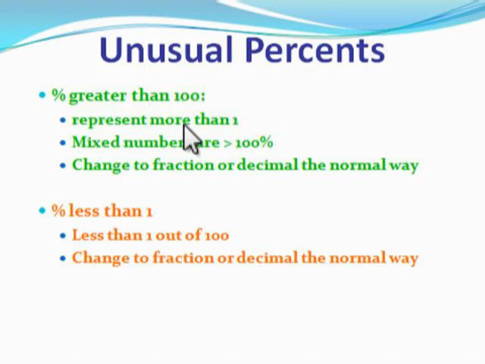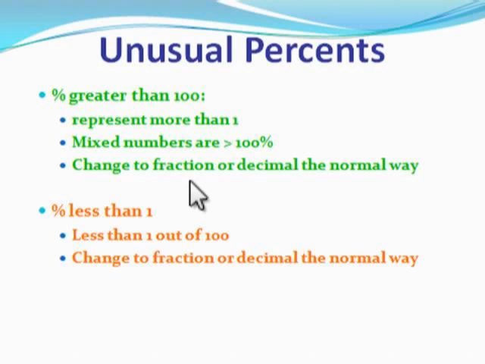If you have a percent that's greater than 100, then it represents more than 1. Because if you have one whole, you have it all. You have 100%. So if the number is bigger than 1, then it's going to be greater than 100%. So mixed numbers are always greater than 100%. The thing about these unusual percents is you don't do anything different to them. You work with them the exact same way you do what you would call a usual percent.